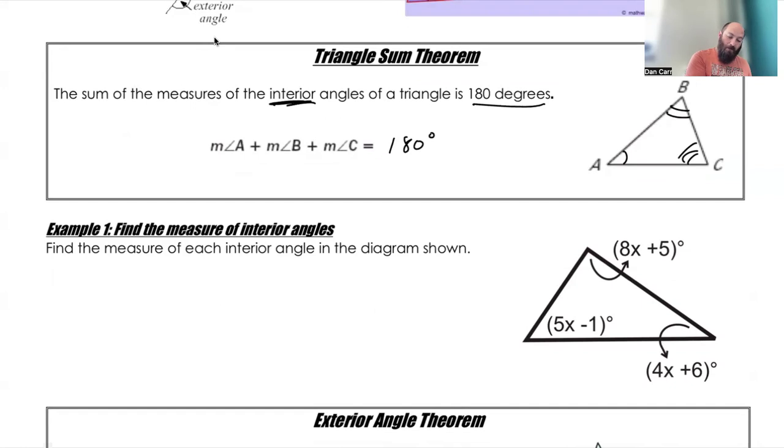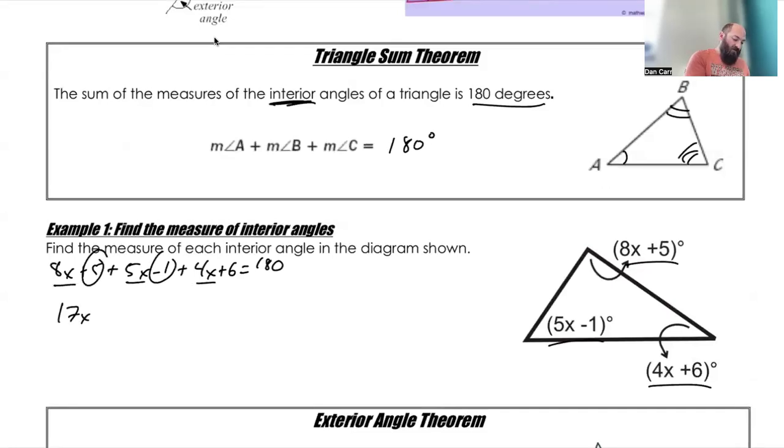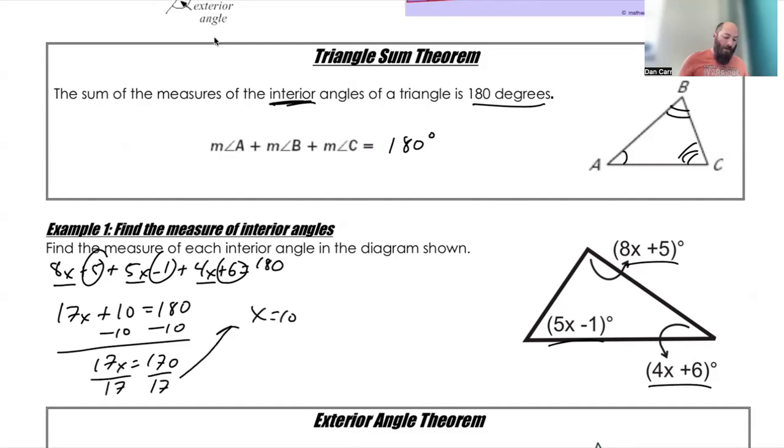Based on the algebra expressions I have, I know that 8x plus 5 plus 5x minus 1 plus 4x plus 6 equals 180. From there, combine like terms. So 8, 5, and 4 is going to come out to 17x. 5, minus 1, and 6 is going to be a positive 10, and that equals 180. So I could subtract 10 over. 17x equals 170, and then I divide by 17. So I get x equals 10.